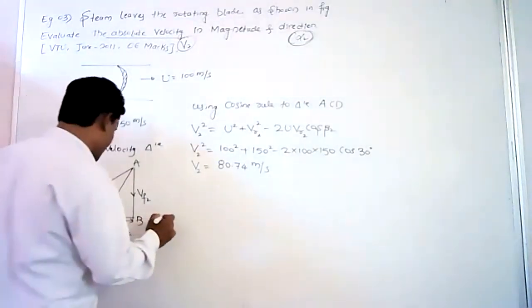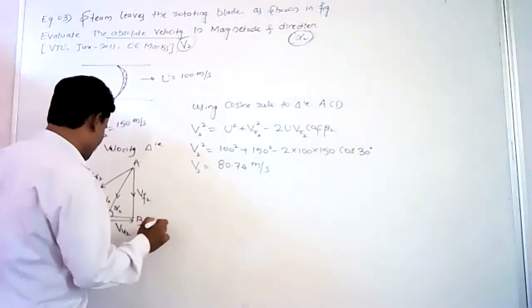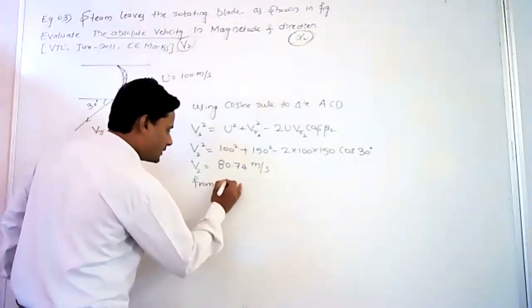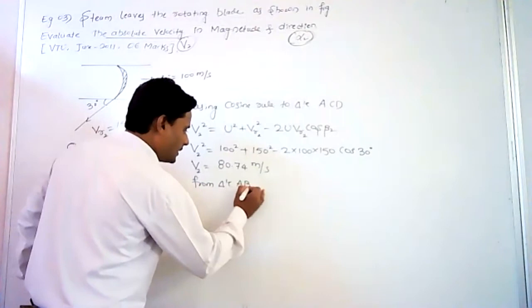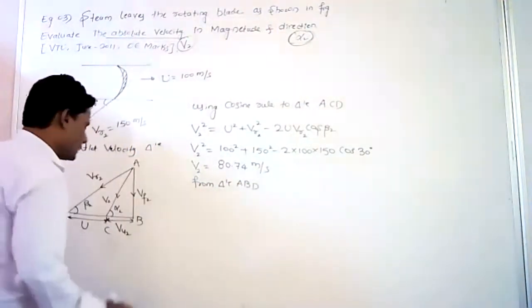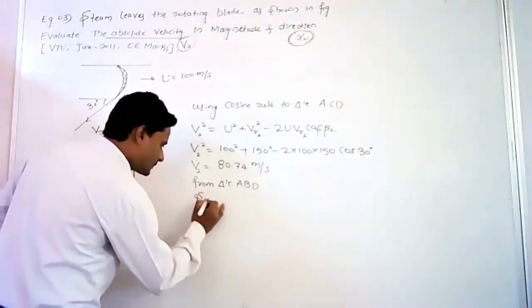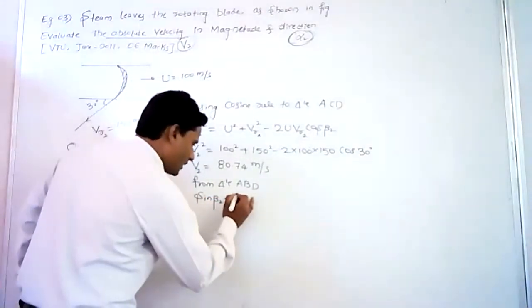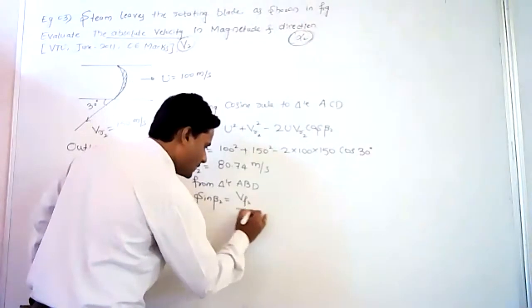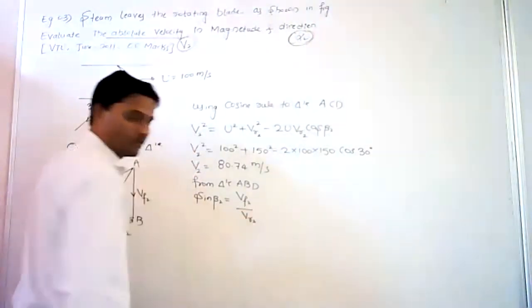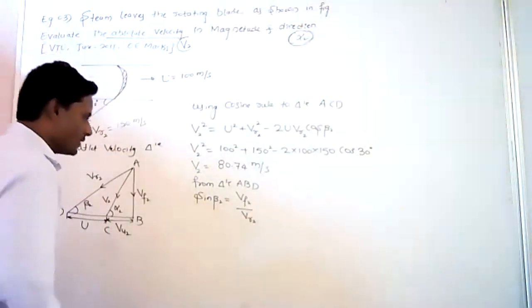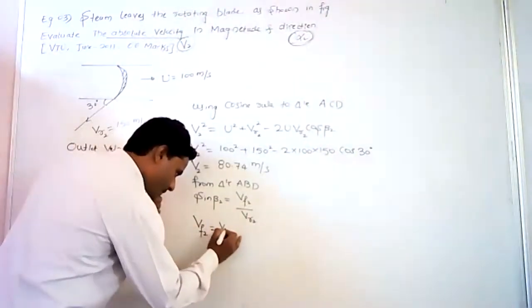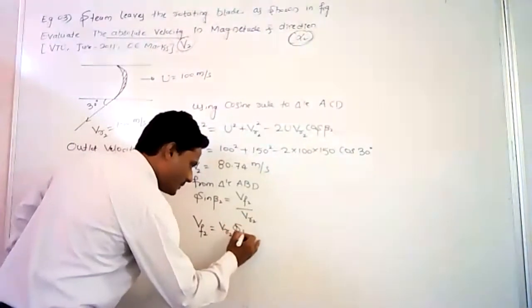So from triangle ABD, sin beta 2 equals VF2 by VR2. So VF2 equals VR2 sin beta 2.